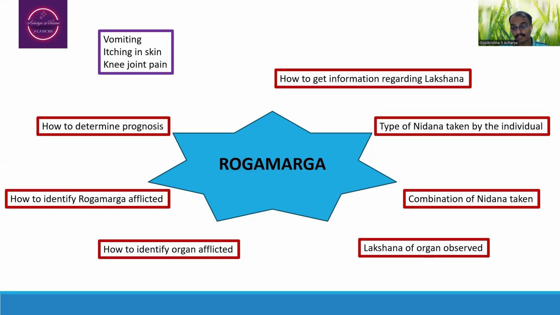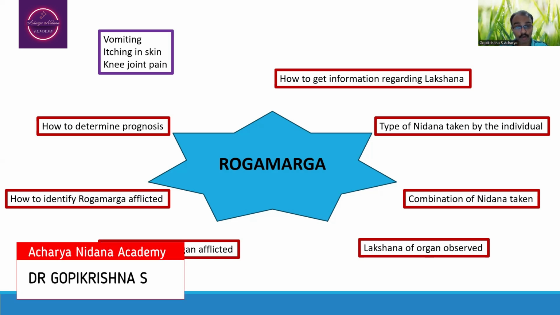Knee joint pain. So here the organ afflicted could be the knee joint only. So we need to concentrate upon the possible causes of affliction of this knee joint, which has to be analyzed. Based on that, how do we identify the organ afflicted? That is by proper Rogi Pariksha and Roga Pariksha.